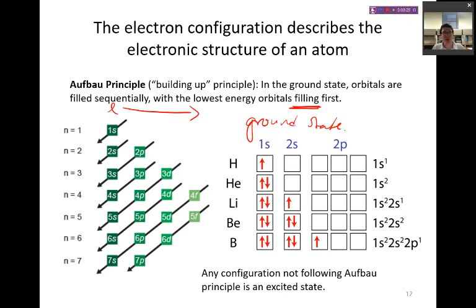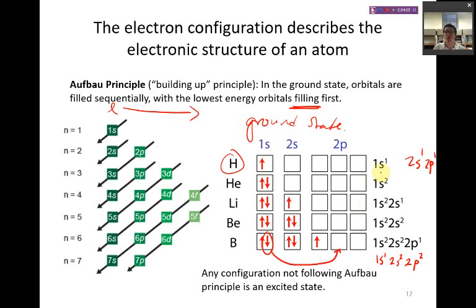Any configuration that's not following the Aufbau Principle is in an excited state. So for example, if we were to take hydrogen and put the electron, instead of in the 1s, let's say in the 2s, that's an excited state. Or if we put it in the 2p, that's an excited state. For boron, we could excite any one of the core electrons. Let's say that we take this electron and excite it here into the 2p. We would then have 1s1, 2s2, 2p2. That's an excited state.